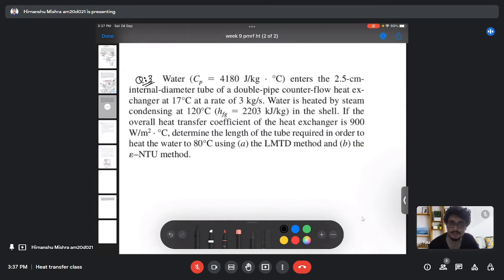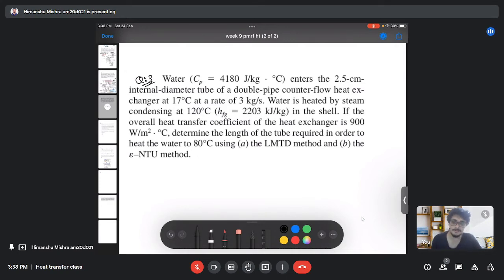In the third question, the water enters the internal diameter tube of a double pipe counter flow heat exchanger at 17 degrees Celsius. Water is heated by steam condensing at 120 degrees Celsius in the shell. The overall heat transfer coefficient is given as 900 watt per meter square degrees Celsius, and we need to determine the length in order to heat the water to 80 degrees Celsius.